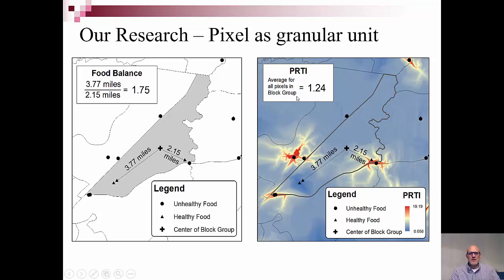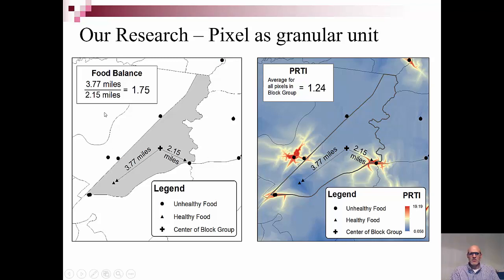So you can see we developed in one of our papers the PRTI, the Pixel-Based Relative Travel Time Index. So for each of these pixels right here, whether it's this pixel here, this pixel here, this pixel here, or this pixel here, we take the drive time to the nearest healthy food versus the drive time to the nearest unhealthy food, and we essentially divide those. It's just a ratio. It gives a unitless ratio right here.